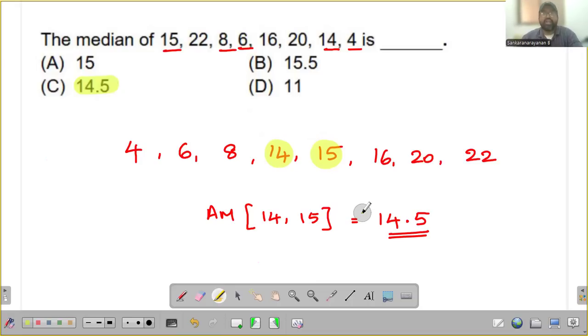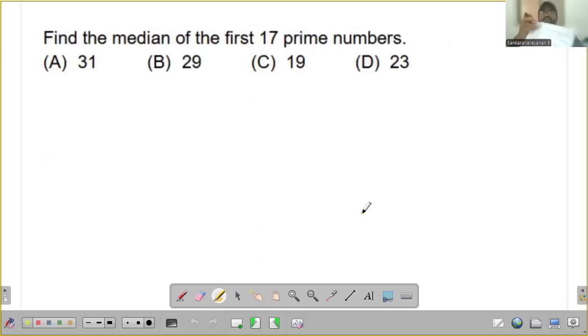Okay. So that brings conclusion to our question number 9 in this lot. Let us consider the next question. You are asked to find the median of the first 17 prime numbers. Again, median. Number of observations, 17. 17 is an odd number. So just do 17 plus 1, 18 by 2, 9. I can see that the 9th prime number is going to be the median.